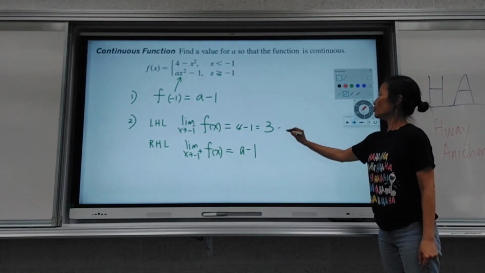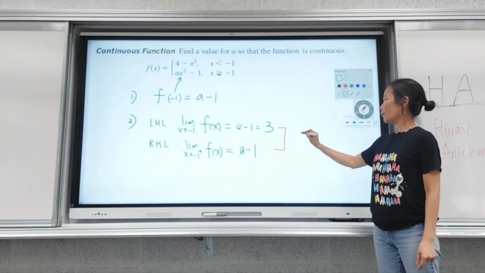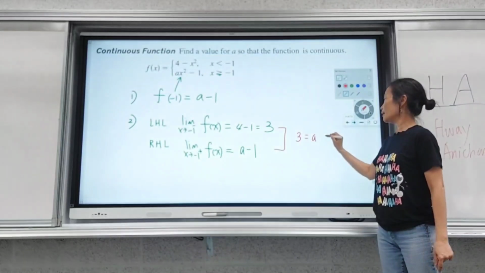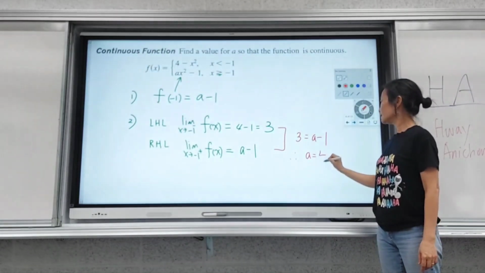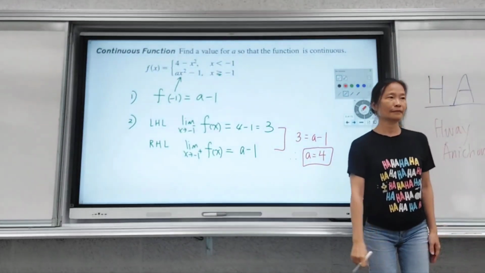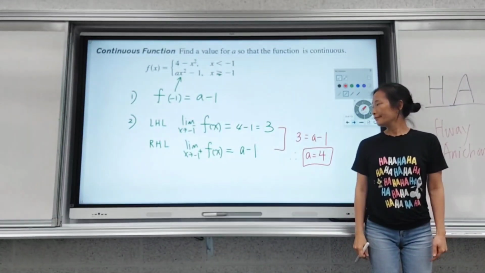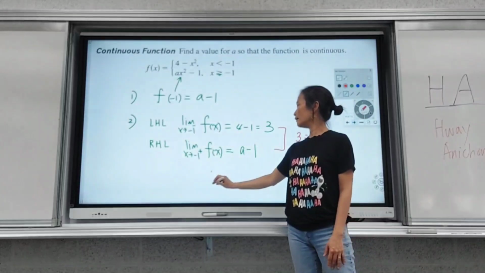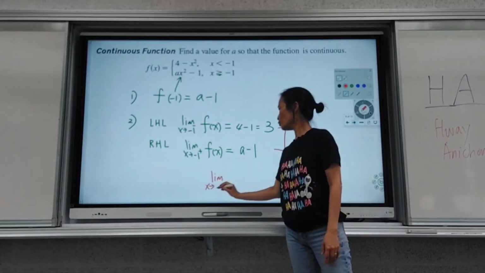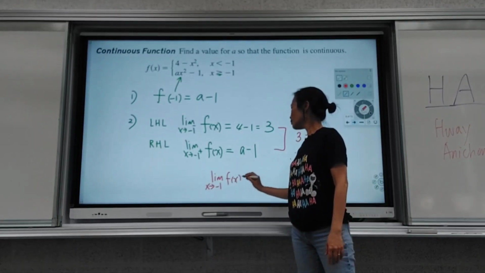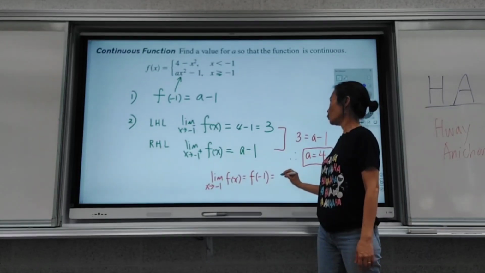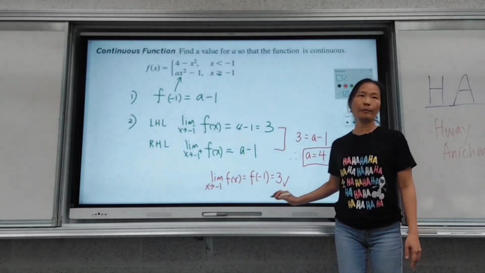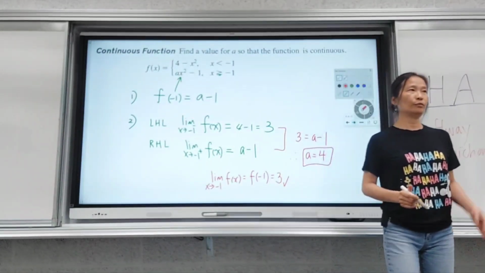In order for the limit to exist, 3 needs to be equal to a minus 1. So what is a? a needs to be 4. Okay? So when a is 4, then the limit as x approaches -1 of f should be equal to f of -1, which is equal to 3, right? Yes. So you check it by seeing if the statement is true.